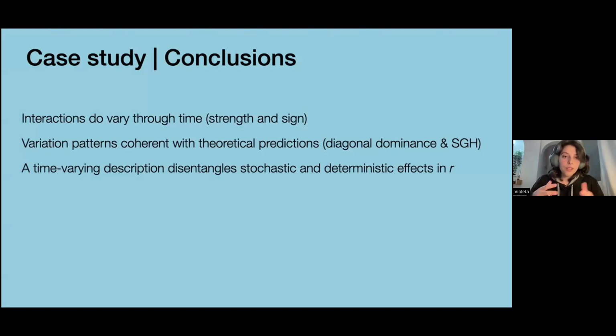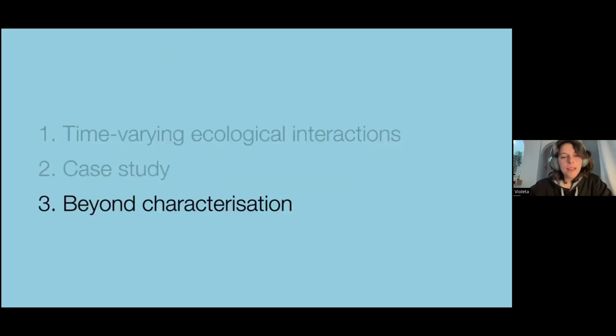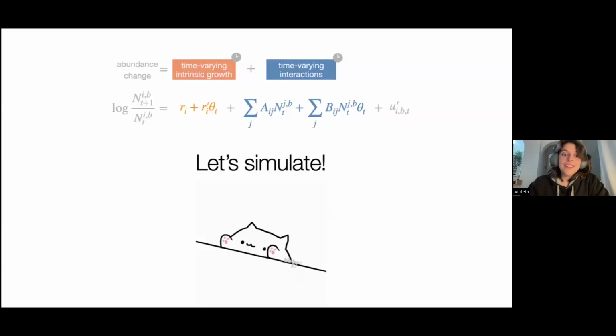have some more mechanistic understanding of what's going on. And then if you also look at the intrinsic growth rates, you also see that there are different variations in them. Okay, and now beyond this characterization, since we have a model, we actually can simulate other different scenarios.